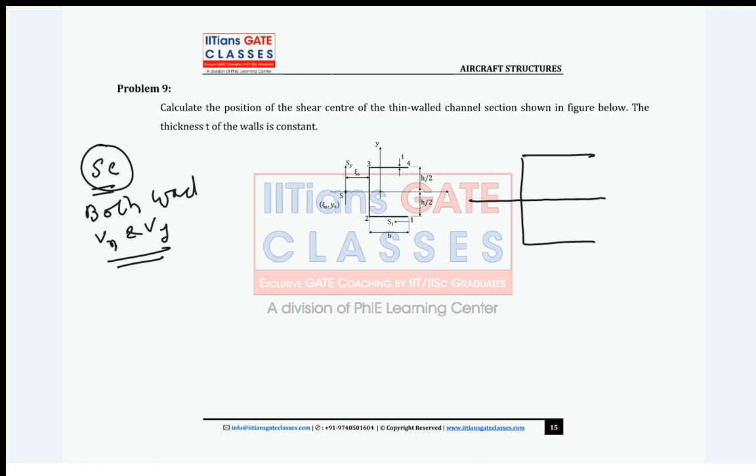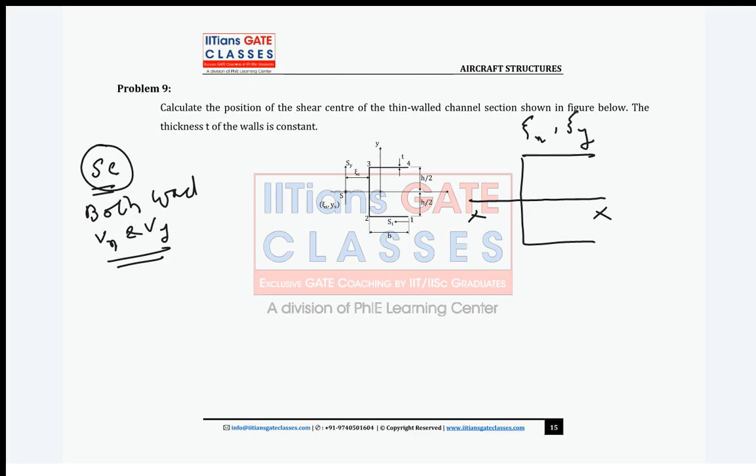This C section is symmetric about the x axis, right? So when it is symmetric about the x axis, your shear center lies on the x axis. So what is the unknown position for the shear center? Suppose for any section, the shear center is given by zeta x, zeta y.